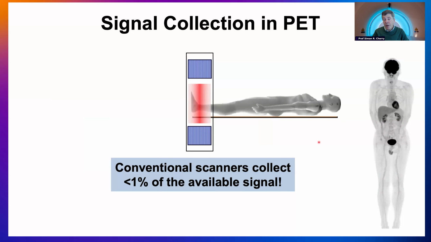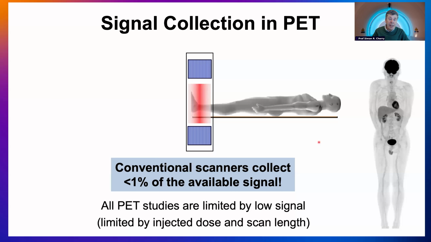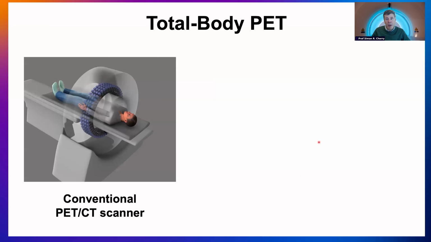And secondly, a lot of the emissions of our radio tracers, when they decay, actually miss the detectors and come out the ends of the system. And so you could easily demonstrate that we collect less than 1% of the available signal being emitted by a radio tracer. So that's really poor. And also that leads to pretty noisy and pretty low spatial resolution images. And so this was the motivation behind developing total body PET.